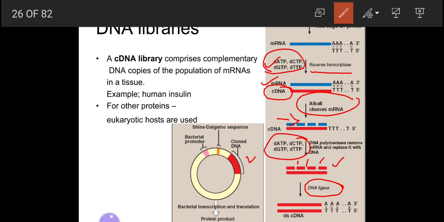So the cDNA library comprises complementary DNA copies of the population of mRNA in a tissue. Human insulin is prepared this way. Therapeutic human insulin is made in bacteria through this technology. In some proteins, co- and post-translational modifications are also required. For that we use eukaryotic and even mammalian hosts, but some of the time these co- and post-translational modifications are not required. Bacterial hosts can also be used.